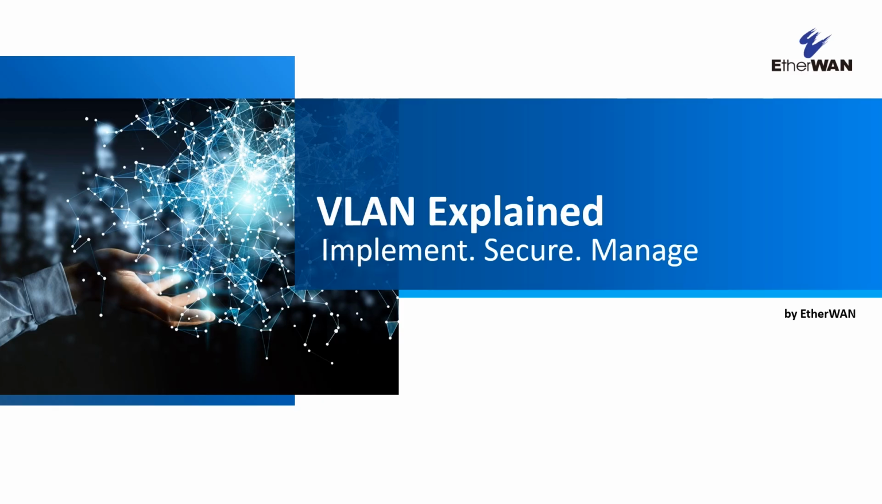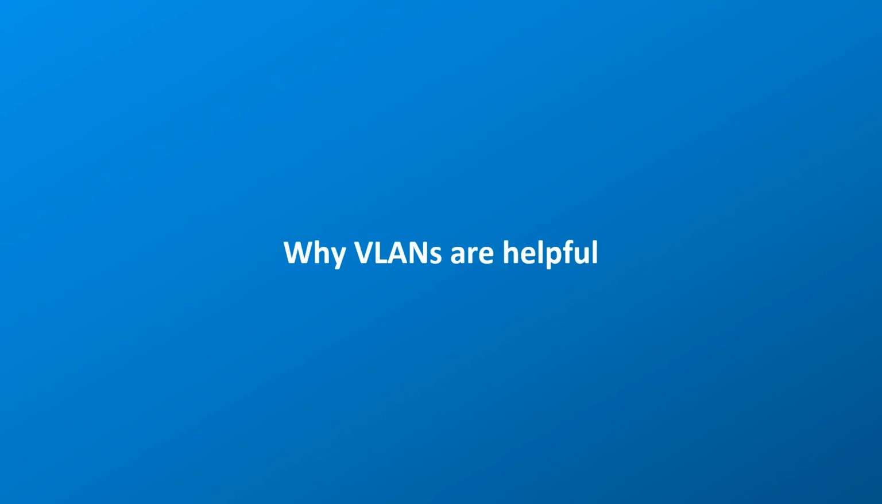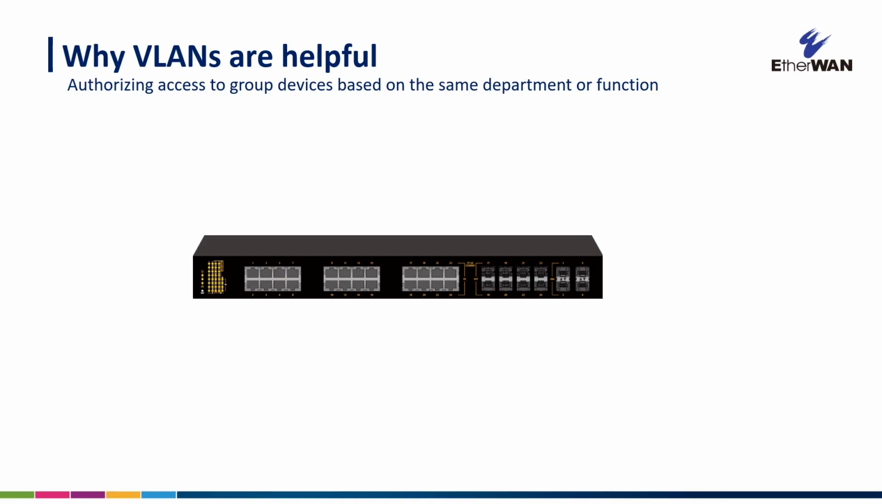Implement, secure, and manage with VLAN. Having a flat network, performance wouldn't be an issue. But as automation progresses, so has its expanding networks, like what you're seeing on the screen. If all devices are communicating in one LAN, there must be a big security and performance issue that needs to be solved. Why are VLANs helpful?